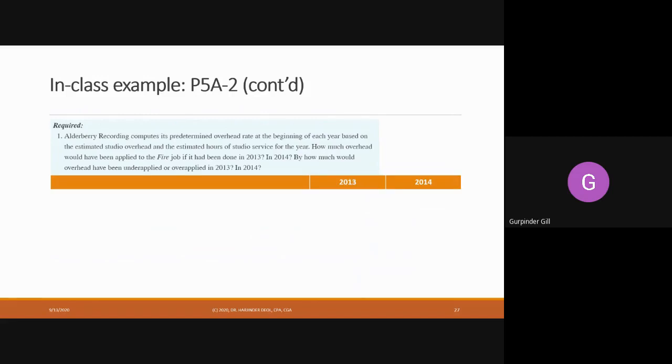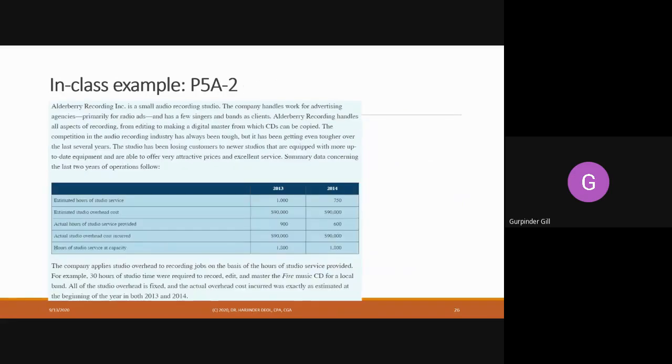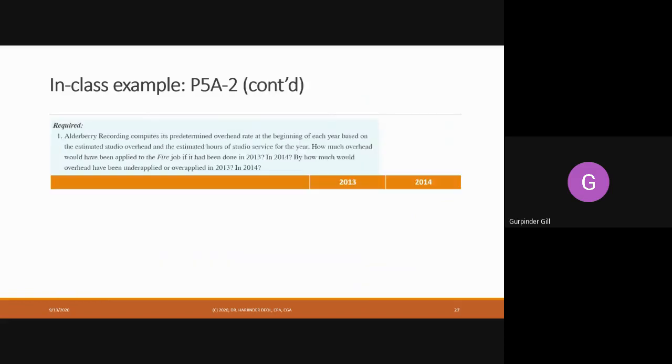So let's look at that. So our predetermined rate, that is not stated here, but we have enough information to calculate. So our total manufacturing overhead cost, which was estimated, was $90,000. If we look at the estimated production, I'm going to go back here. So the estimated hours of studio service is what we are using. In 2013, the company was estimating 1,000 hours, and in 2014, 750 hours. That is what we are using here to calculate our predetermined MOH rate.